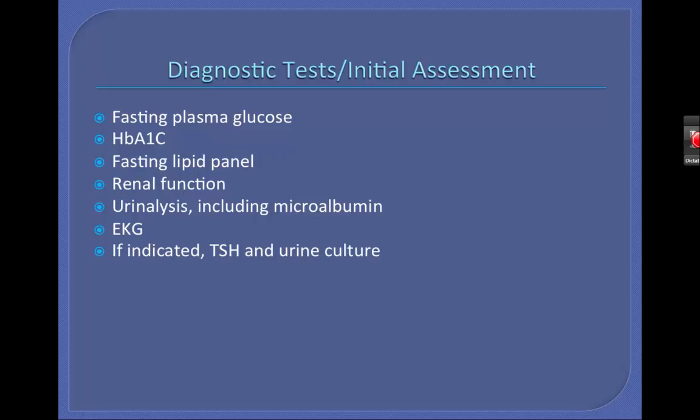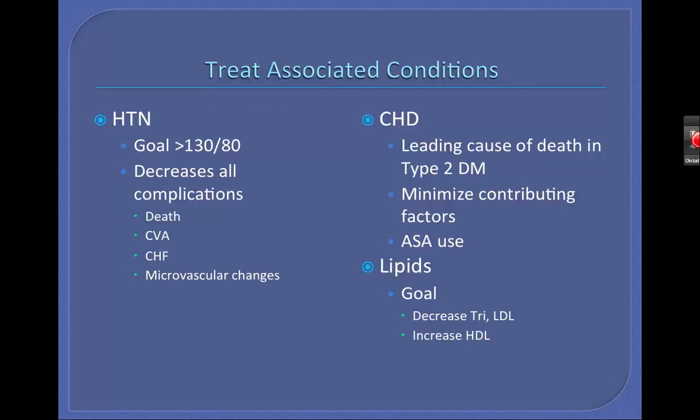Microalbumin should be measured on a yearly basis for a diabetic. And if the microalbumin is elevated twice on a random urine sample, you want to collect a 24-hour urine. Okay, so these are hypertensive goals. These are a little outdated.